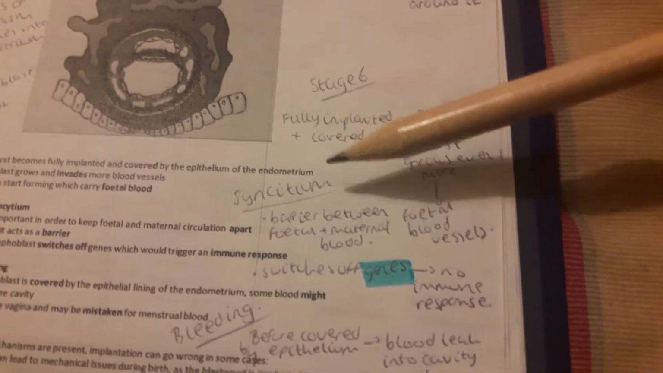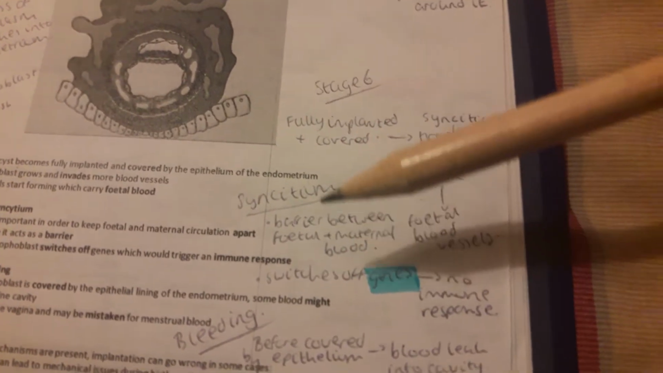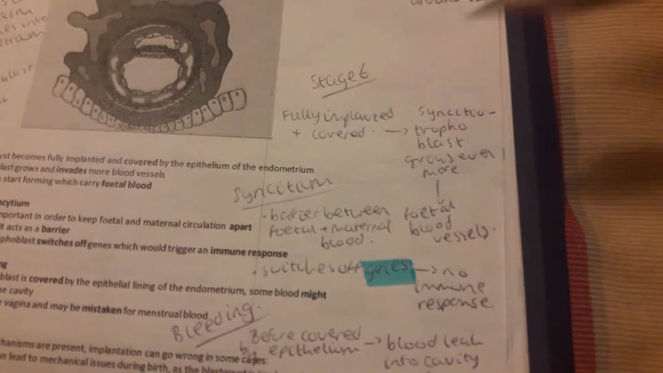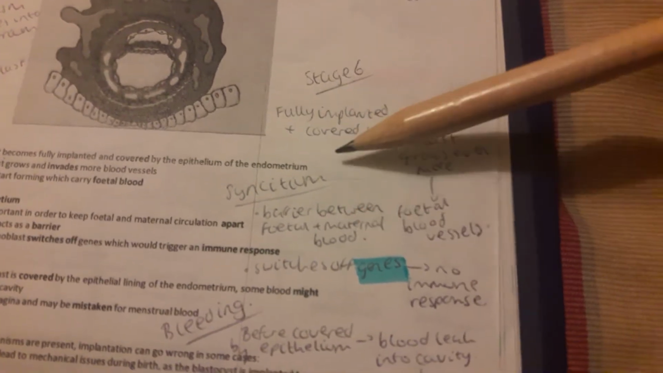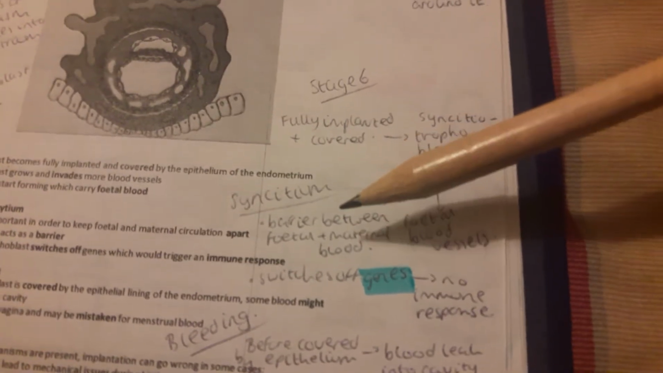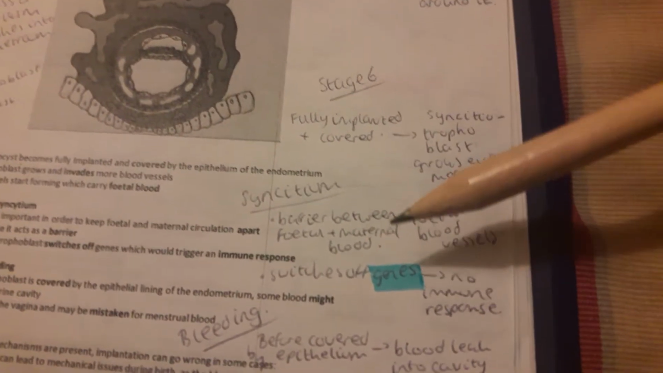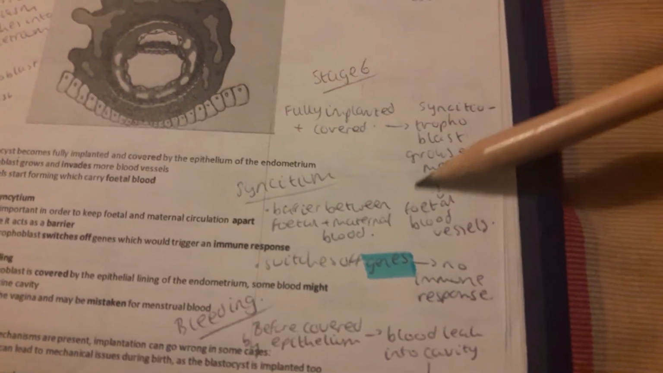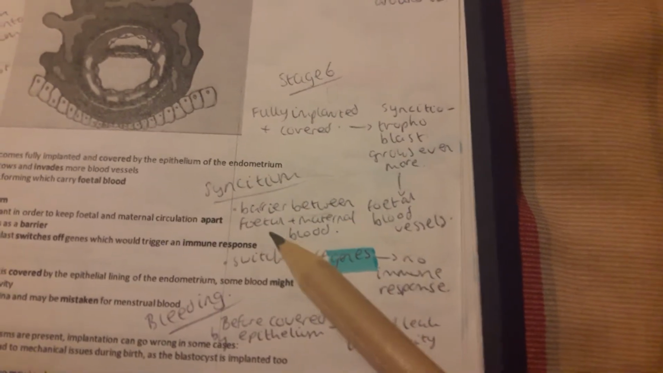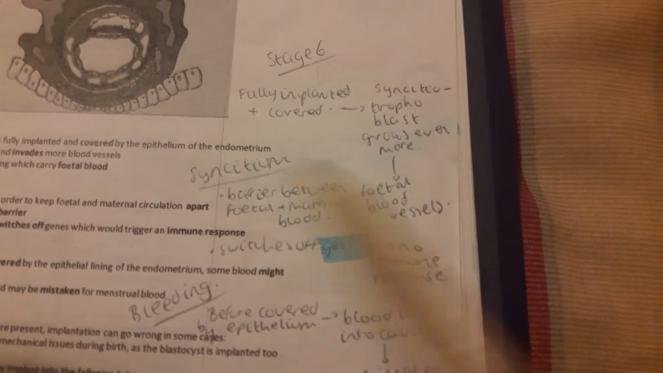So the syncytium has a few different functions. As I mentioned, it's formed from the differentiation of the trophoblast into the syncytiotrophoblast and the cytotrophoblast. It pushes into the endometrium walls and dissolves the blood vessels to allow maternal blood to bathe it. Then it forms lacunae channels, and then finally in stage 6 it forms the fetal blood vessels. So essentially it's a barrier between fetal and maternal blood. That's one of its functions.